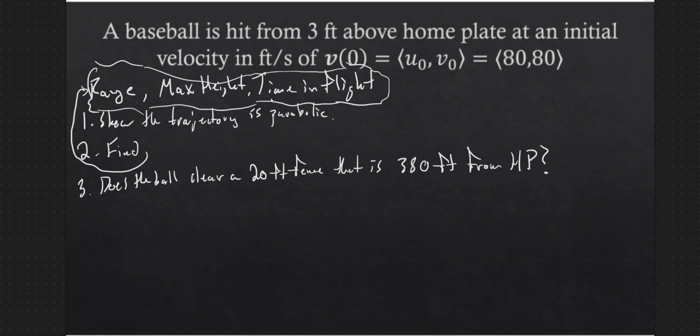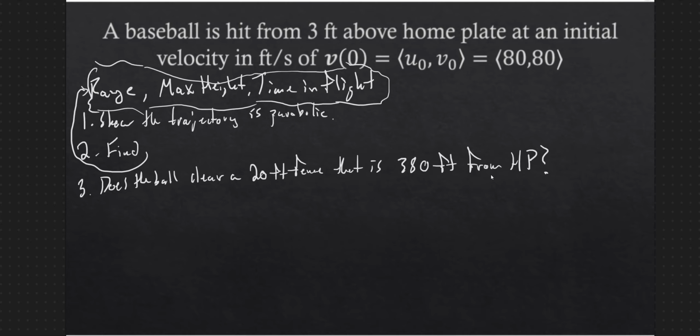That's our first step. Step number two is I want to find these things: range, max height, and time in flight. So range is how far the object goes after it's launched. Max height is straightforward, right? What's the highest height that the object achieves? And then lastly, how long does the object stay in the air? So that's step two, find these quantities. And then step three, we have a special question here. Does the ball clear a 20-foot fence that is 380 feet from home plate?